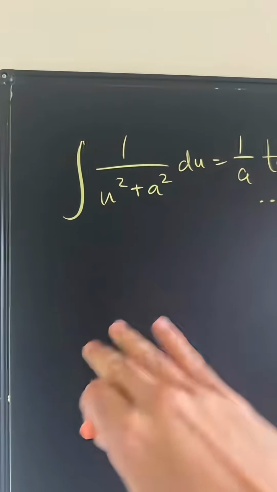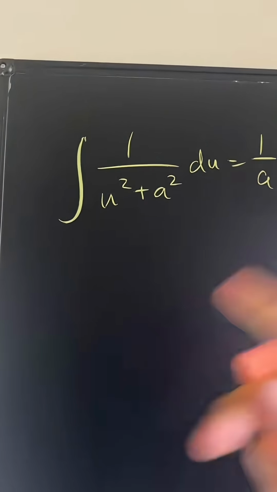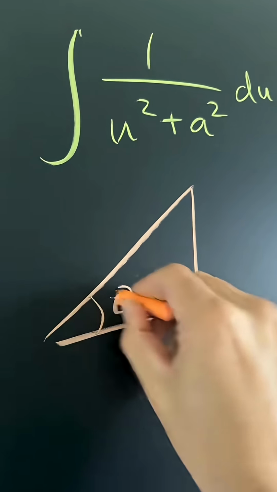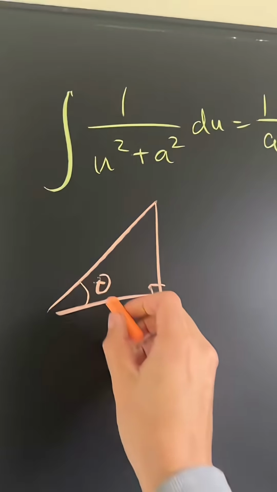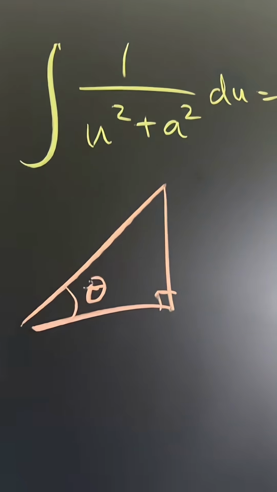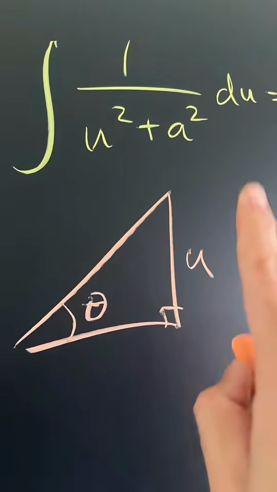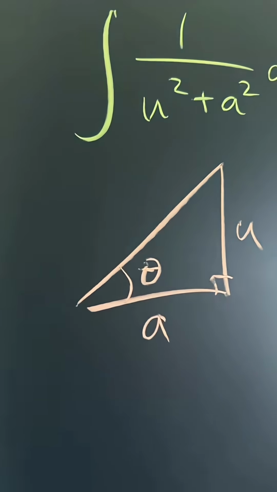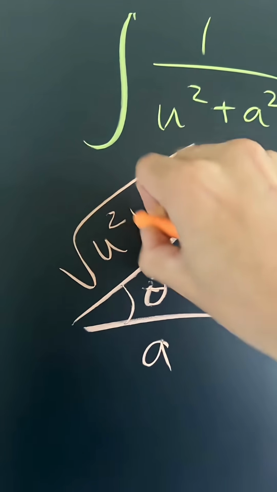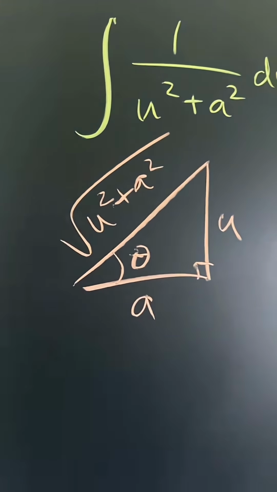This I talk about many times: whenever we're dealing with some variable squared plus a squared, we're going to go ahead and create our right triangle, which we have right here. We're going to make that theta. And because we have the variable squared plus the constant squared, we're going to make our opposite side u, and then the adjacent side is going to be a. Through the Pythagorean theorem, we can say that this hypotenuse is the square root of u squared plus a squared.